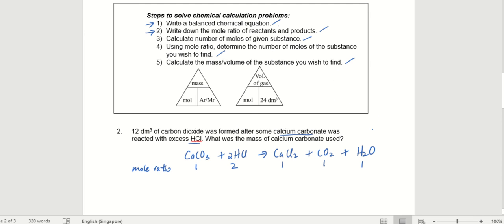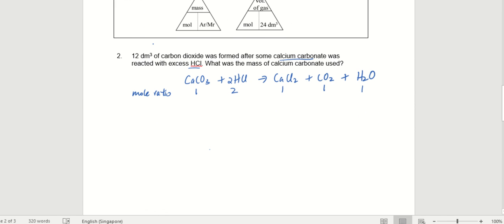So let's see step 3. Calculate the number of moles of the given substance. Now what have we been given? We have been given 12 dm cube of carbon dioxide. Now in the previous example, we were given the mass of the reactant. This time we are given the volume of the product, but the steps remain the same. We now calculate the mole of carbon dioxide.